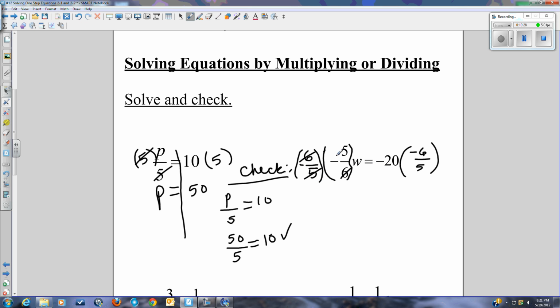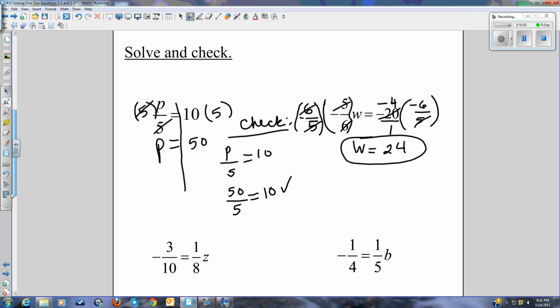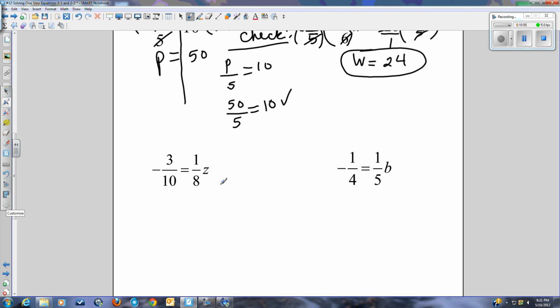Notice the 6's and the 5's all cancel. And we're left with negative 20 times negative 6/5. Well, put a 1 under the 20. You can cancel the 5 into the negative 20. That goes in negative 4 times. And you are left with negative 4 times negative 6, which gives you positive 24. And I'll leave it to you to check.